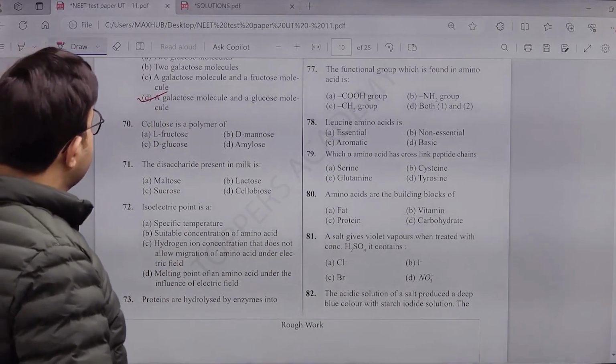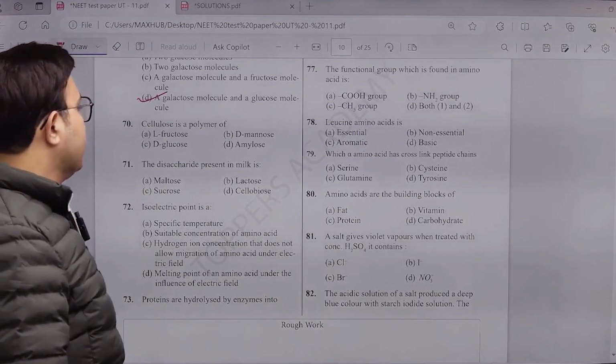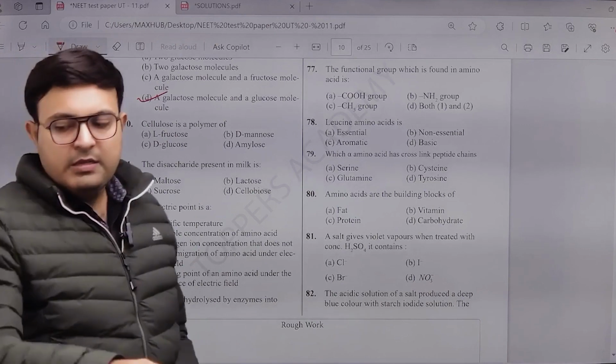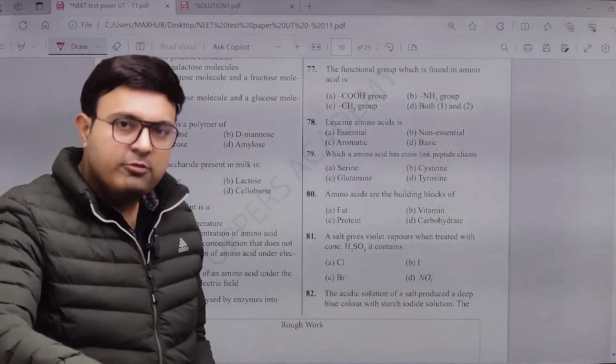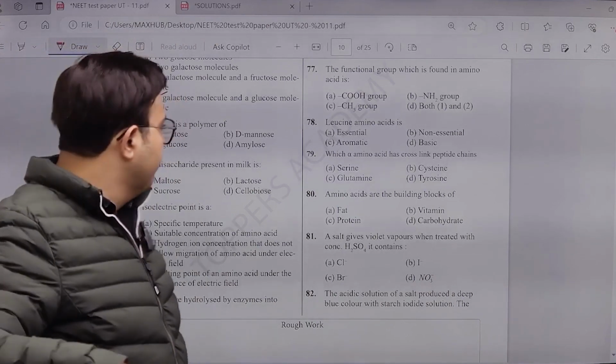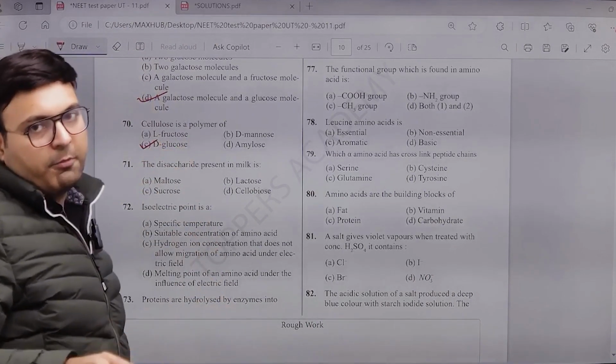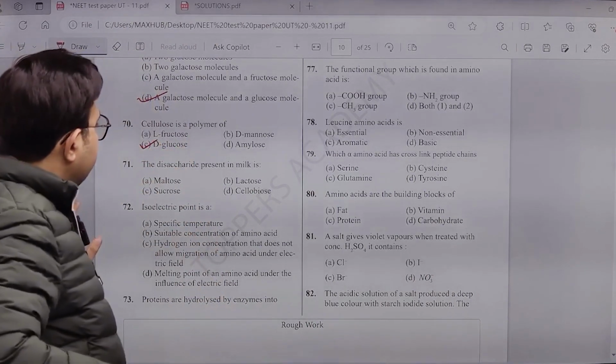Question 70: cellulose is a polymer of. Cellulose is a polymer of beta D-glucose. So we have the option D-glucose here. So cellulose is made up of D-glucose only.